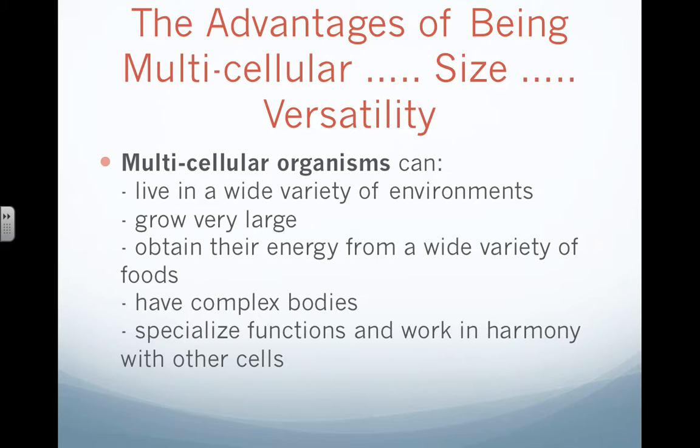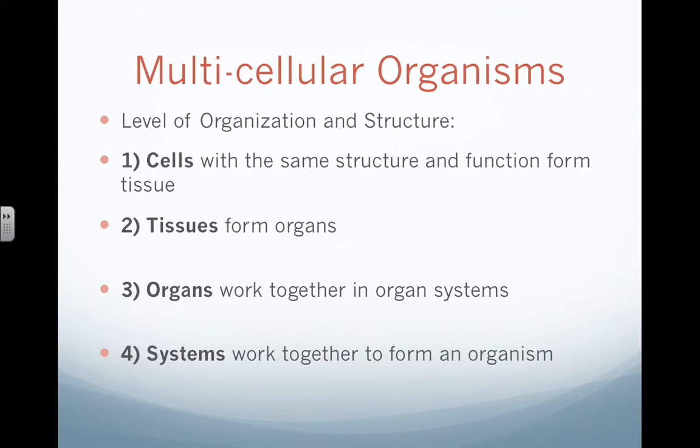So like I said, we are actually multicellular organisms. So again, we're talking about this level of organization. And what does he mean when he says level of organization and structure? Well, like I said, we've talked about this already, and there are four main levels of this organization and structure. One being the basic unit, which is the cells. So cells with the same structure and function form tissues.